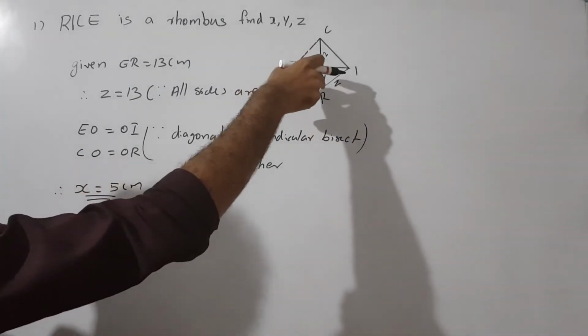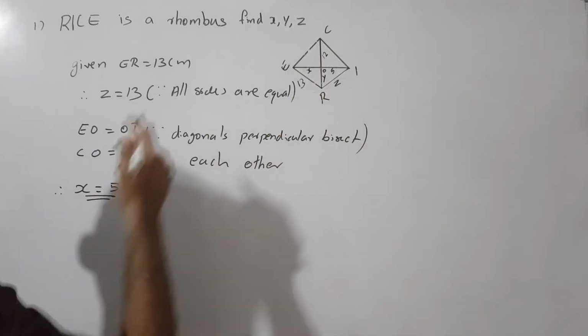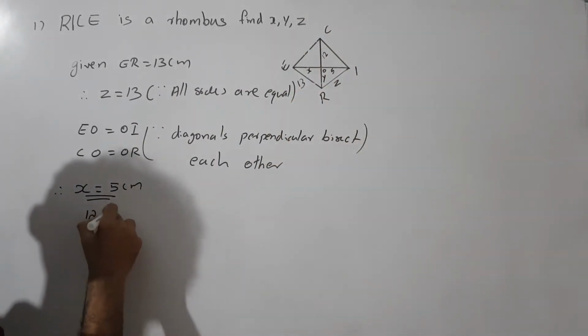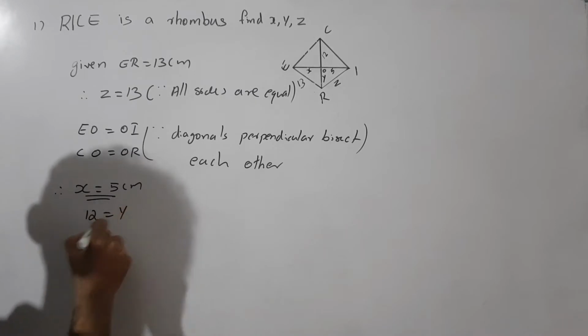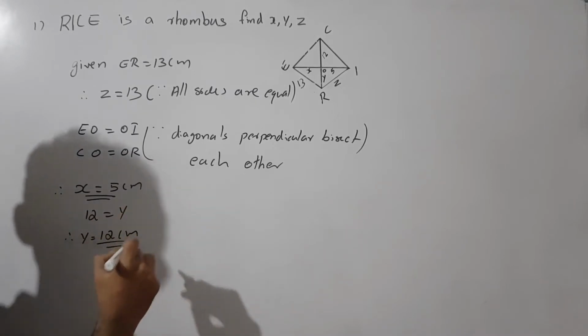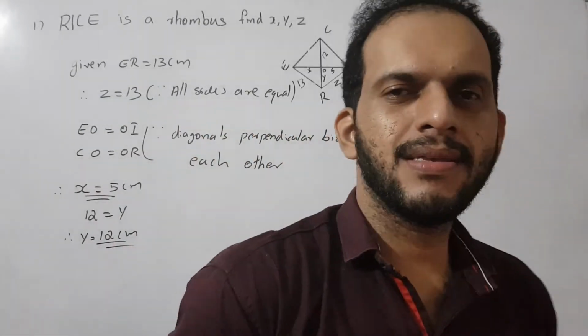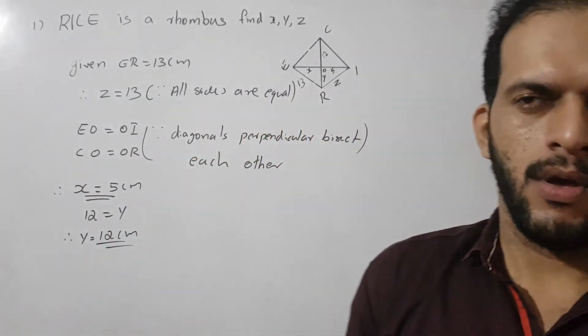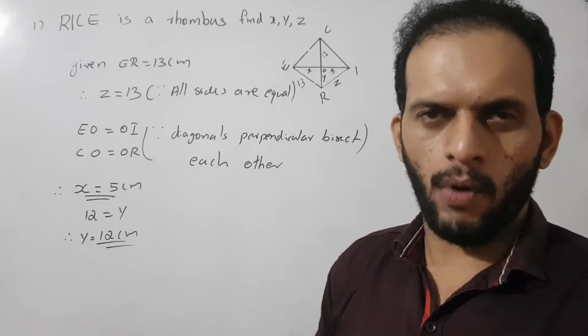And what is the value of OR? CO is equal to 12, and OR is equal to CO. Therefore y is equal to 12 centimeters. Now we got the values of x, y and z by using the property of rhombus.